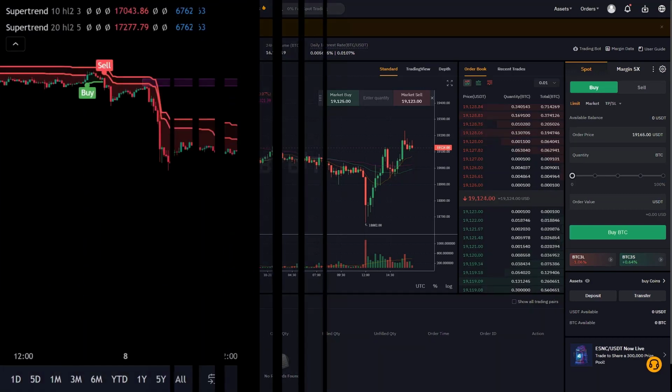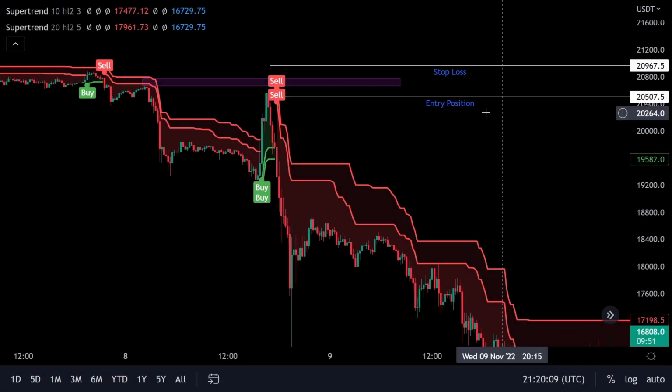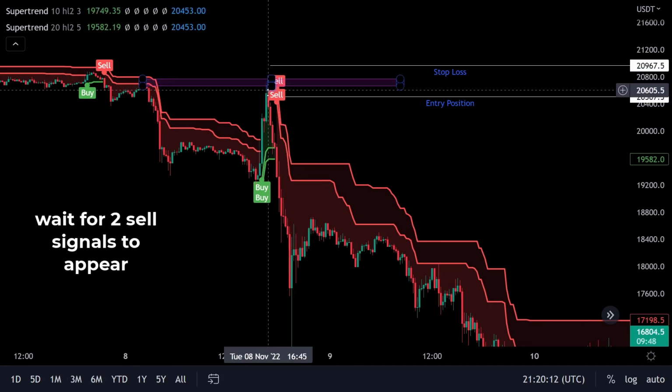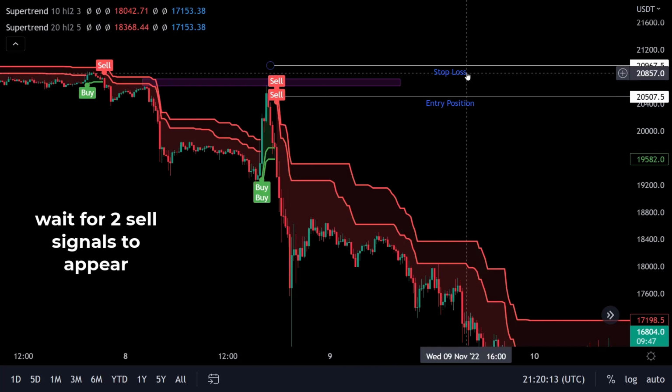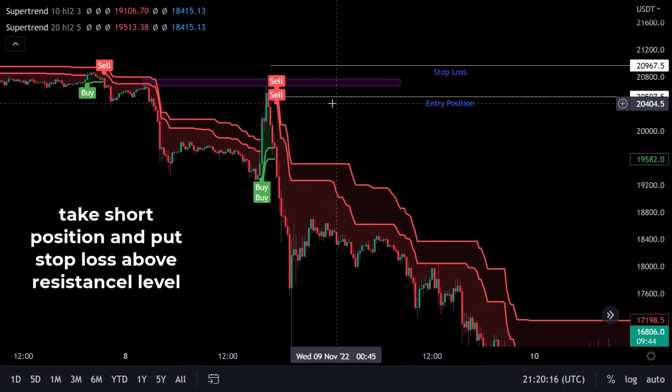In the next example, we will study a short position. The steps are the same as for a long position, but in reverse. First, we wait for a sell signal. Then we consequently wait for a second sell signal to appear. As soon as this happens, we enter the market in a short position.